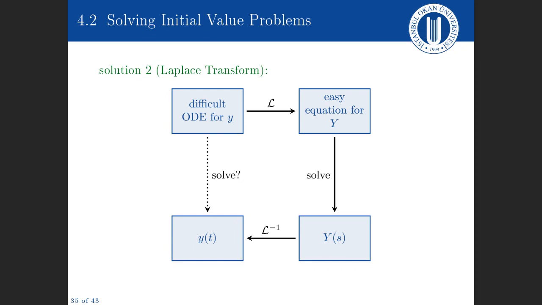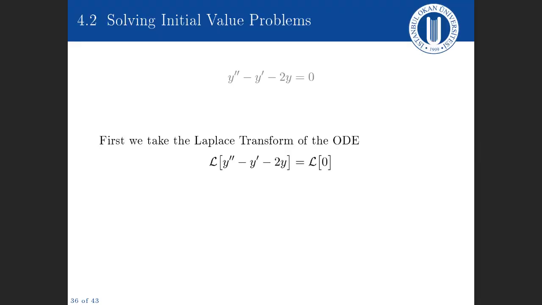So let's use this technique to solve our first example, our differential equation, which is actually easier, we already know the answer to. So first, we're going to take the differential equation and we're going to take the Laplace transform of both sides. The differential equation is that y double prime minus y prime minus 2y is equal to 0.